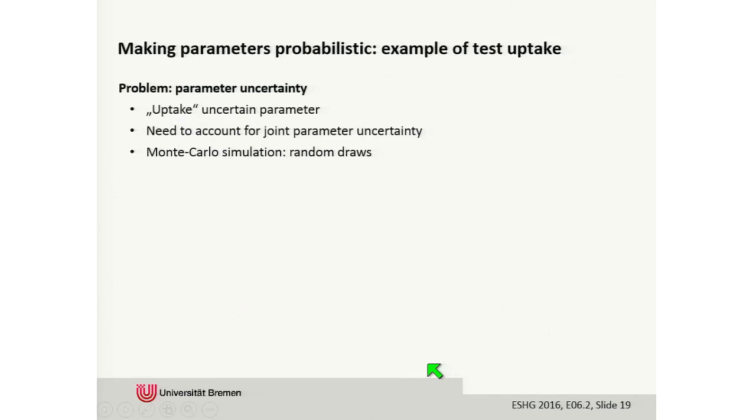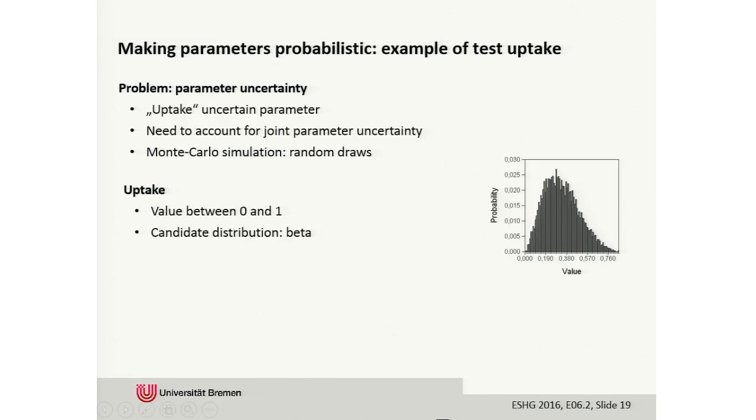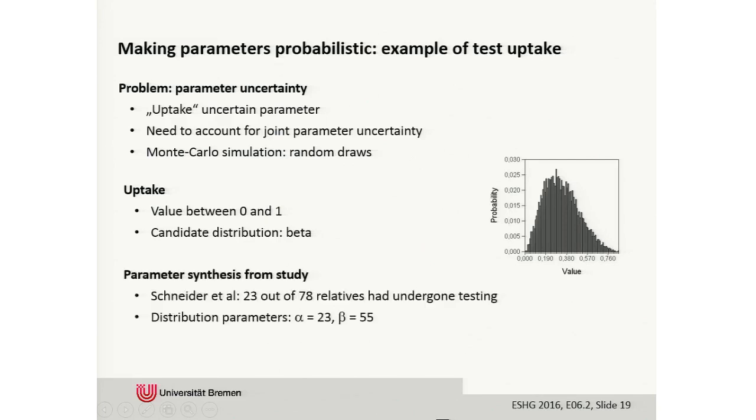So a last point, a methodological point, was to make the decision model probabilistic. For example, uptake is an uncertain parameter, and it's important to account for the joint parameter uncertainty, because in the Monte Carlo simulation, we would not do this analysis, as I just showed, as a deterministic analysis done once, but you have random draws from all your input distributions. So how to create those? Uptake has a value between 0 and 1. A candidate distribution in this case would be a beta distribution. We would look into a clinical study.